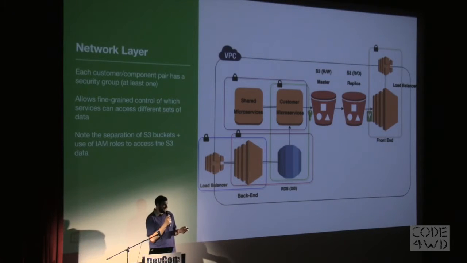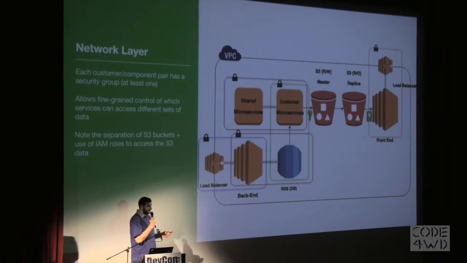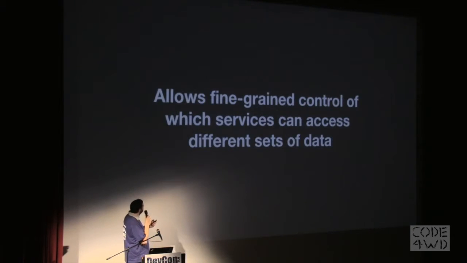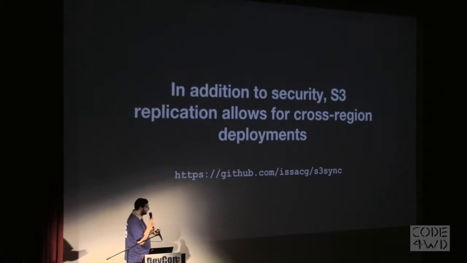There are also different access controls set up. So even beyond the physical security, the backends could only get to the write copy, and the front ends can only get to the read copy. Each customer component pair, right, so we said this. In addition to security, separating those S3 buckets gave us something else. It lets us do cross-regional deployments.